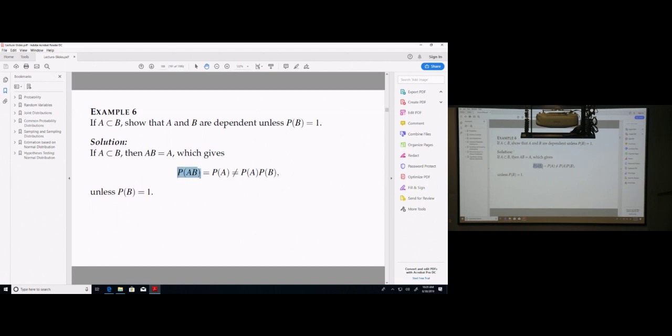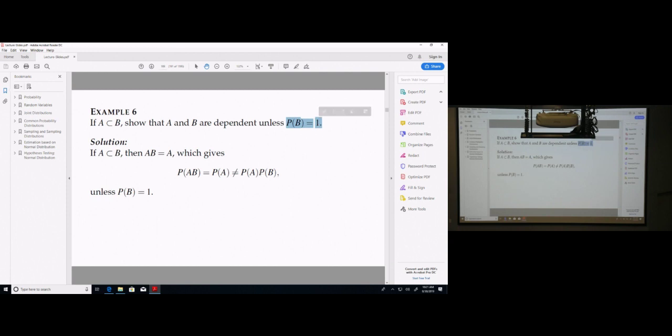I'm checking the left-hand side, probability of A intersect B. Because A is a subset of B, A intersect B will be just A itself. So it would be equal to this. But the probability of the right-hand side is the product of these two individual probabilities. Now you see why we have to exclude this case.